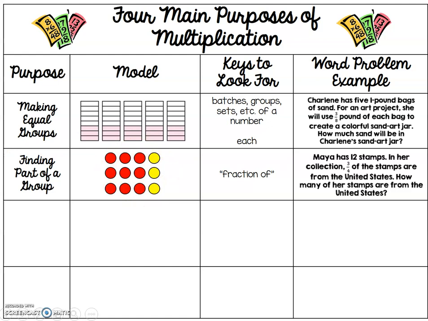A third purpose of multiplication is very similar to that. So in that case, we found a part of a group. That means we had a whole number amount to start with. Sometimes when we're multiplying, we also need to find a part of a part. Now this time we're taking a fraction of another fraction, or a fraction of something that's already less than 1. And that fraction of combination will be a huge key for this as well.